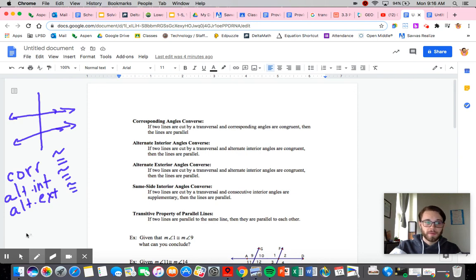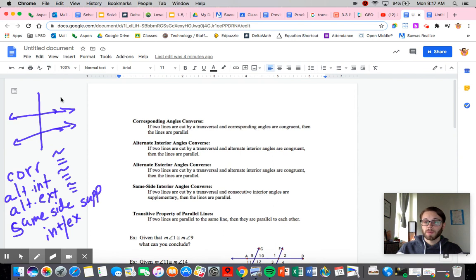congruent. Finally, then the consecutive or same side interior / exterior, either or, were supplementary. So as a reminder, they added up to 180 degrees. So that's what we had talked about last week when we were dealing with transversal problems and parallel lines.